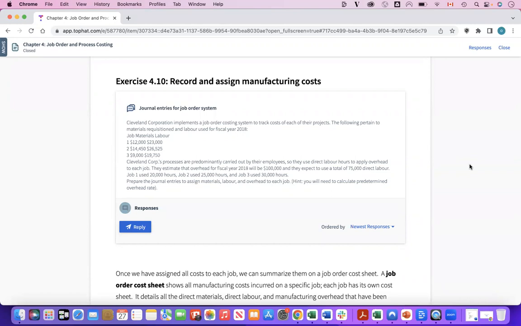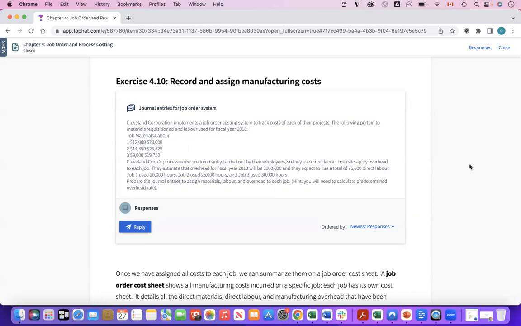The following pertain to materials requisition and labor use for fiscal year 2018. You can see job one, requisition $12,000 in material, $23,000 in labor. Job two, they requisition $14,450 of material, $26,525 in labor. Job three, $9,000 in material, $19,750 in labor.